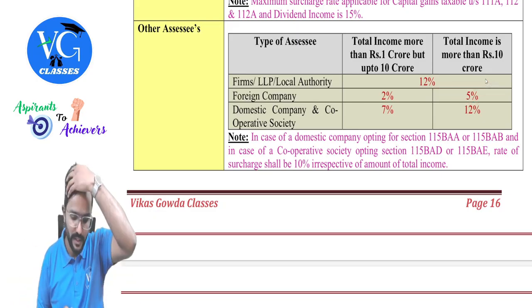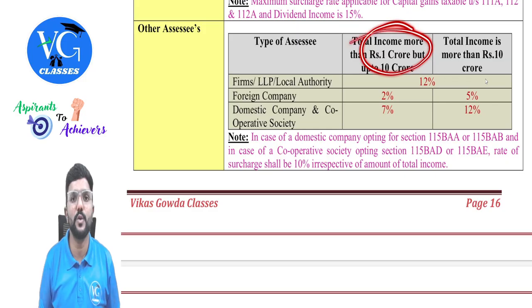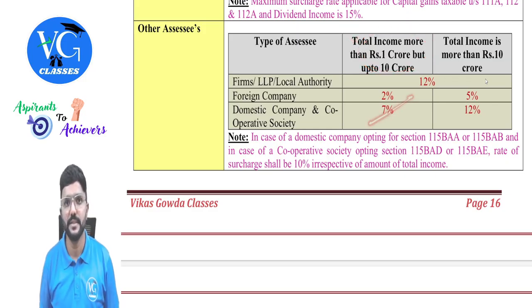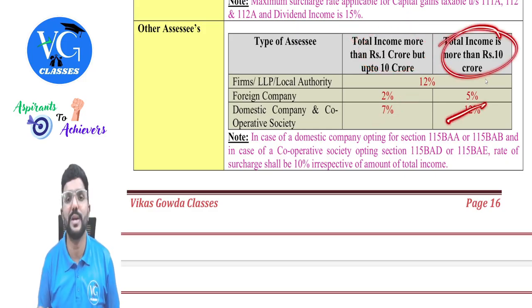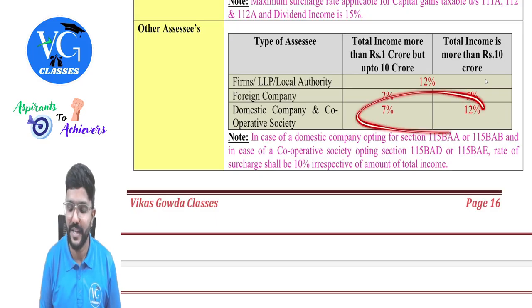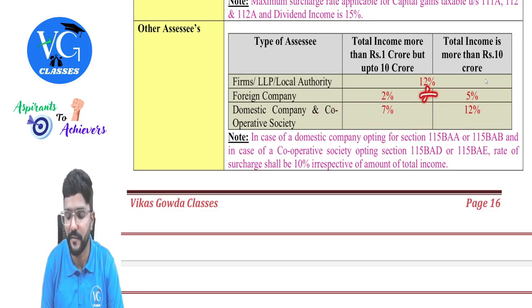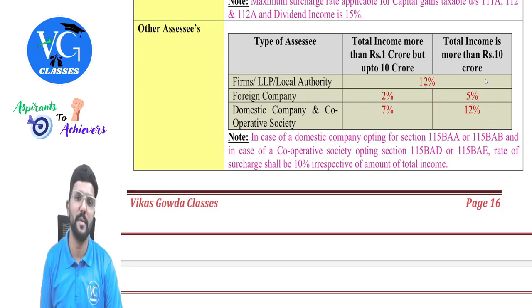Then for a domestic company and cooperative society, if the total income is more than 1 crore up to 10 crore, it is 7%. And if it is more than 10 crore, it is 12%. For domestic companies, the tax rates are lower, right? So that is why the surcharge rate is higher for them. And it is easy to remember for companies, guys. 2 plus 5 will give us 7. 7 plus 5 again will give us 12. So easy to remember like that.